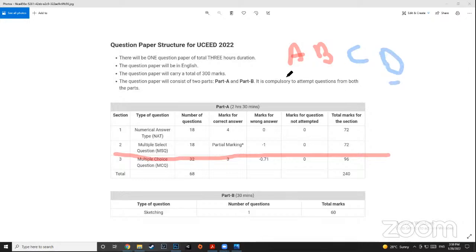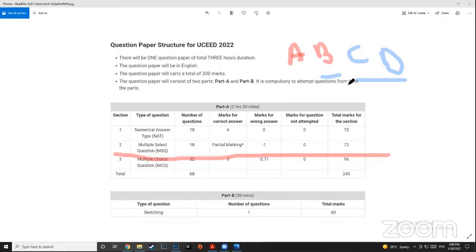If you give D and A, you get negative marks. If you give C and A, you get negative marks. If you give D and A, B, you get negative marks. If you give C and D and B, you get negative marks. So if you end up choosing a wrong answer in any case, you'll get negative marking. As I said before, for partial marking questions, it will be better to only attempt and answer the options that you are confident of.